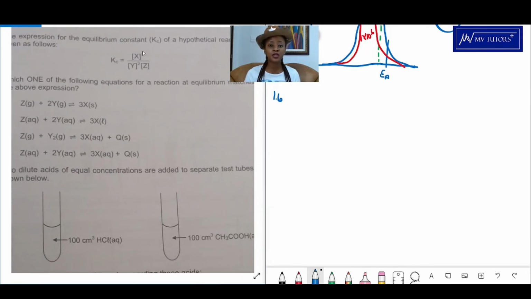So we know that on the numerator we have products, on the denominator we have reactants. So let me just write it down. And the power that you would have represents the number of moles. So you would have 2y plus z as part of your reactants, and then you would have 3x. So we're going to look for this in the answers. Another thing, remember in the Kc formula, you can only use aqueous solutions or gases. If you have solids or liquids, they do not go there because their value is like 1. So let us have a look.